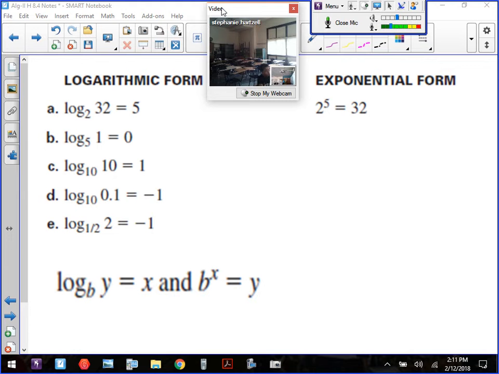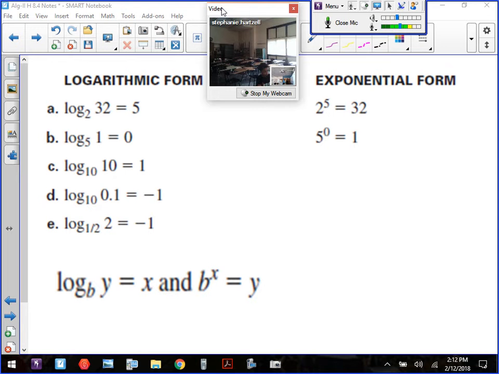The next one says log base 5 of 1 equals 0. Exponentially, that means 5 to the 0 equals 1. Remember the formatting there: log base b of y equals x is the same thing as saying b to the x equals y. We'll do this switch back and forth quite often. So log base 5 of 1 equaling 0 is the same thing as saying 5 to the 0 is 1.